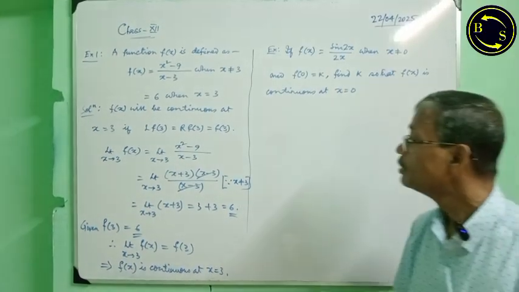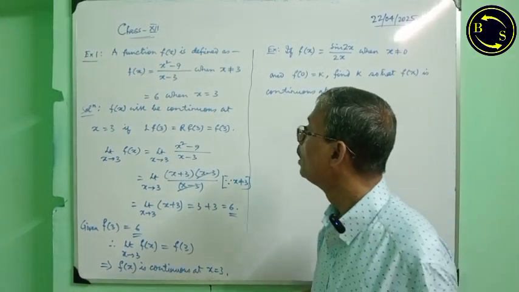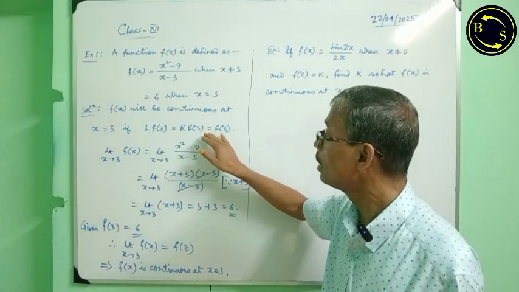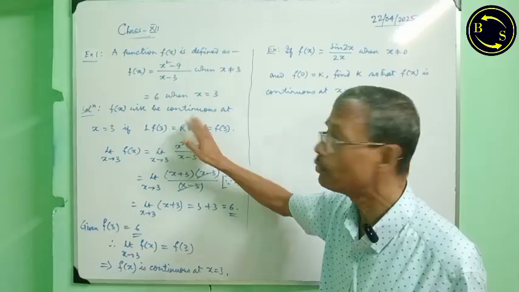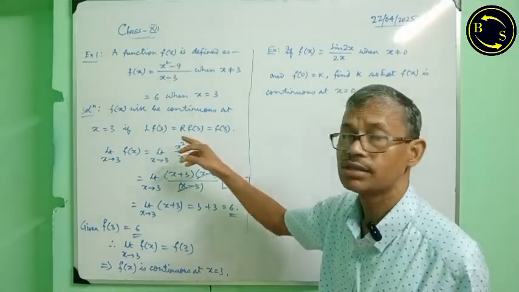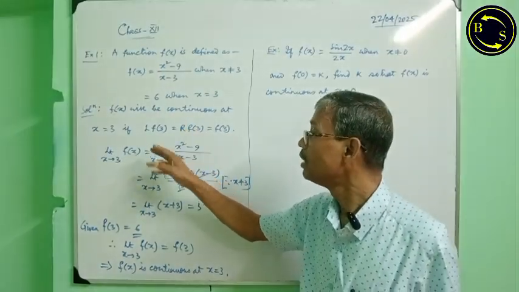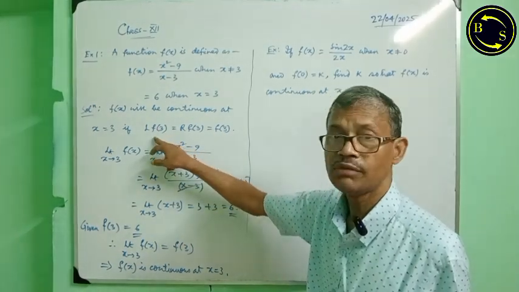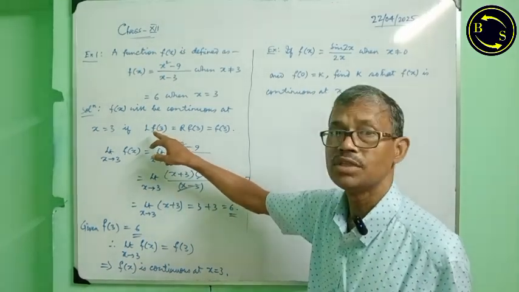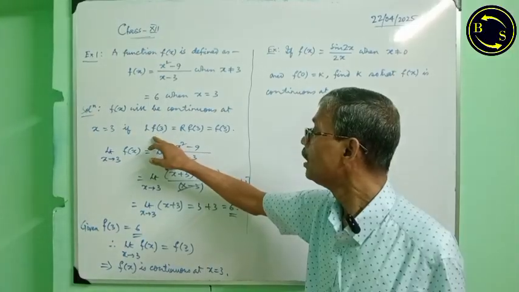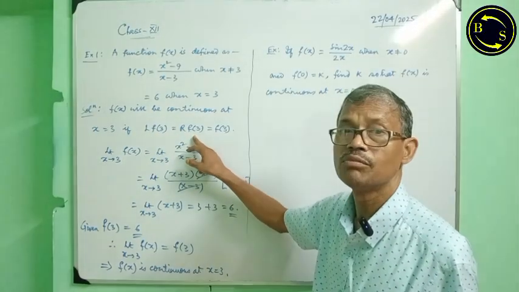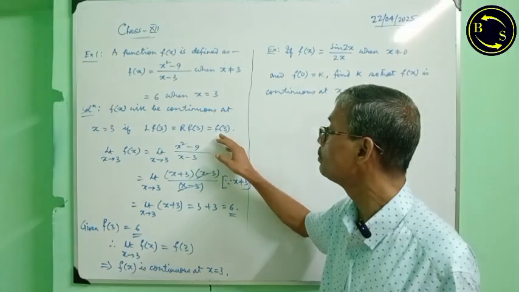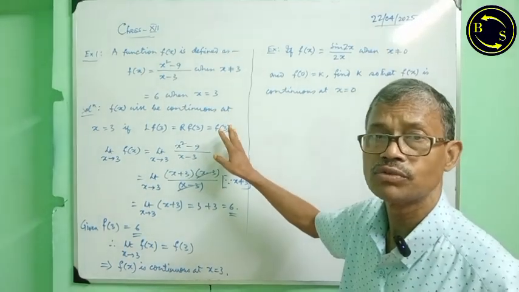Follow this, my students. Better you first mention the condition of continuity at the given point. Here I have mentioned that f(x) will be continuous at the point x equal to 3 if the limiting value, that means left hand limit and right hand limit, both will be equal and each of them will be equal to the value of the function at x equal to 3.